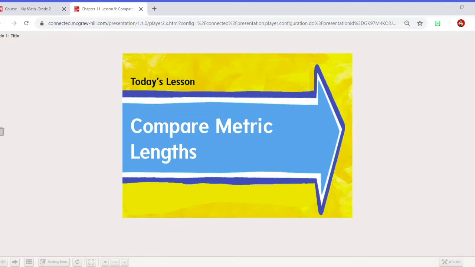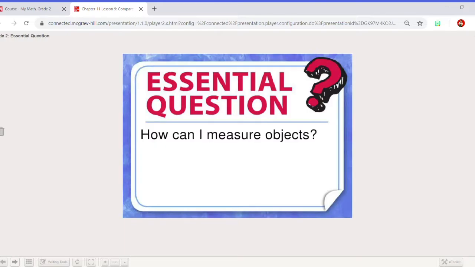Hello class, and welcome to today's math lesson about comparing metric lengths. This is going to be similar to how we compared different objects in inches and feet, where we were seeing which objects were longer, which ones were shorter. We're just comparing different objects by lining them up with the same unit of measurement.